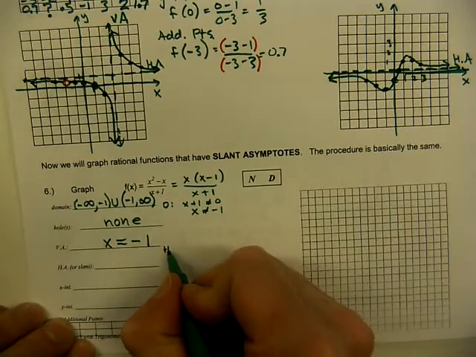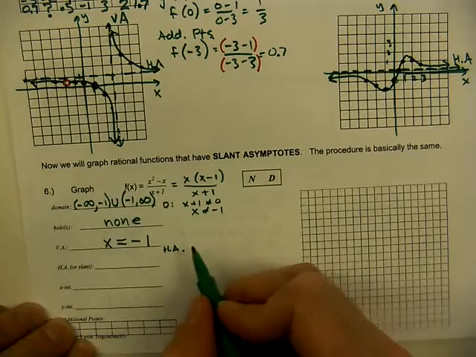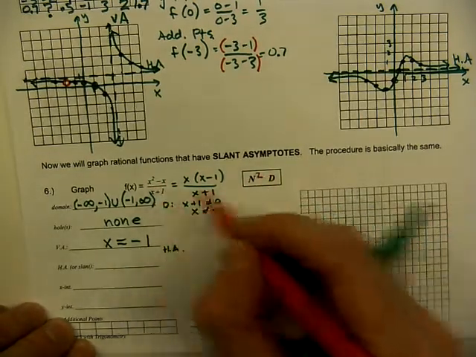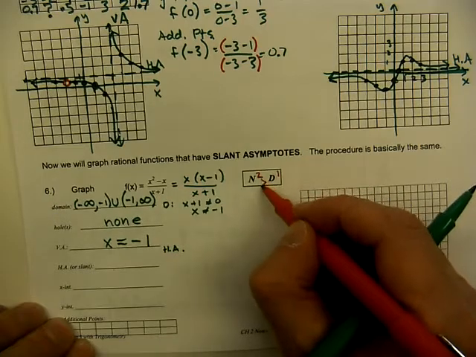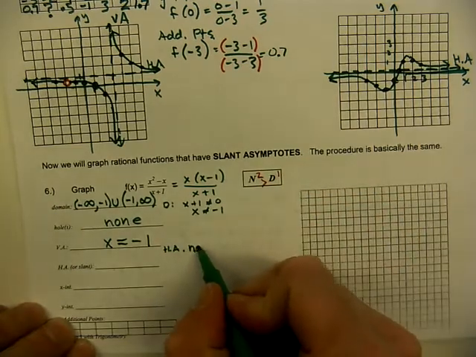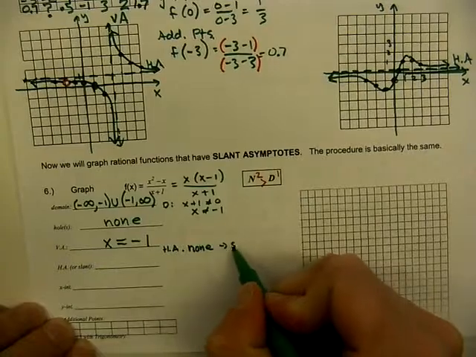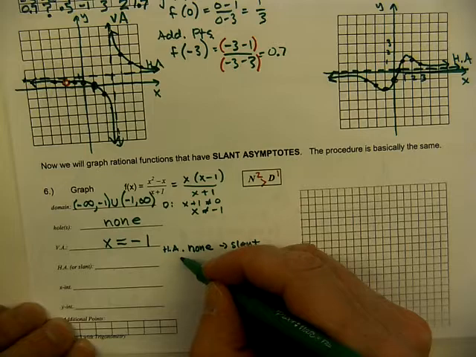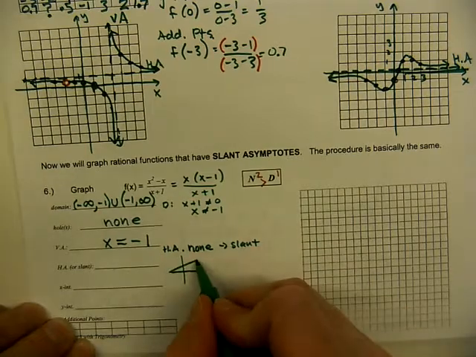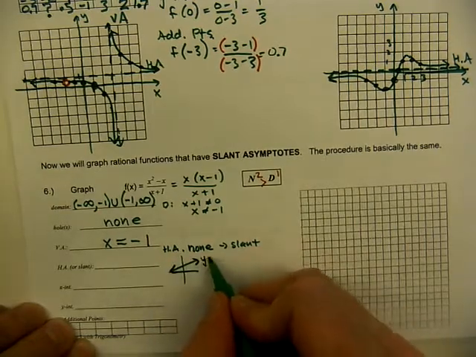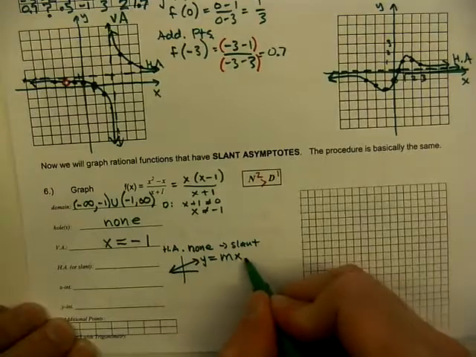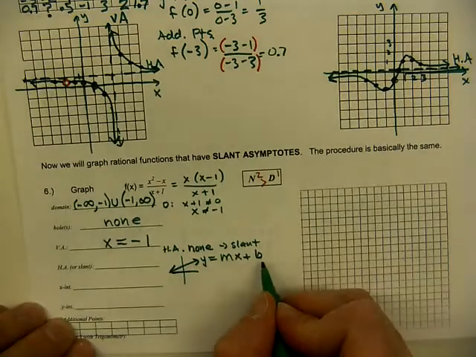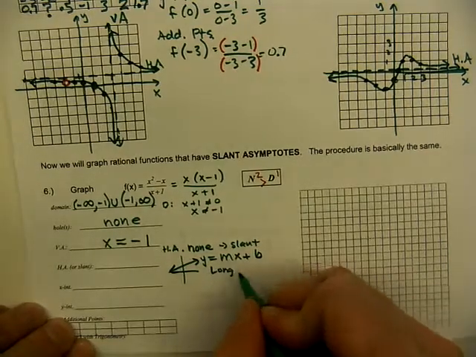Let's take a look at the horizontal asymptote. All right. We take a look at the exponent of the numerator, the exponent of the denominator. So 2 is greater than 1, so that means there is no horizontal. We will have a slant instead. So if it's a slanted line, then that means we want something that has a slope to it, right? So you might remember the equation of a straight line is y equals mx plus b. So we need a slope, we need a y-intercept. So to find that, we're going to use long division.